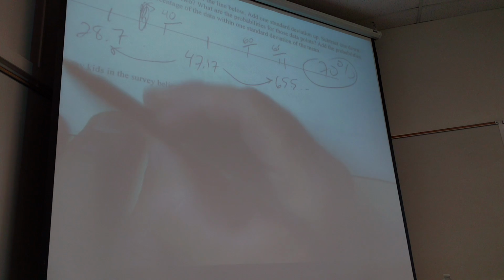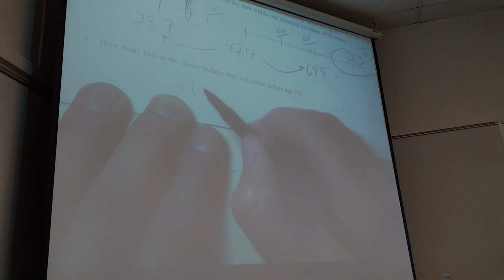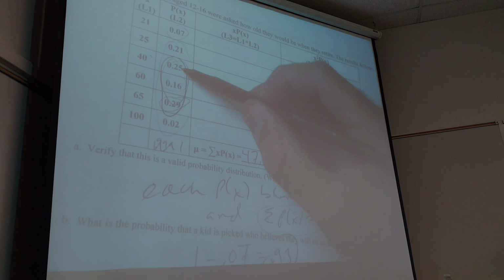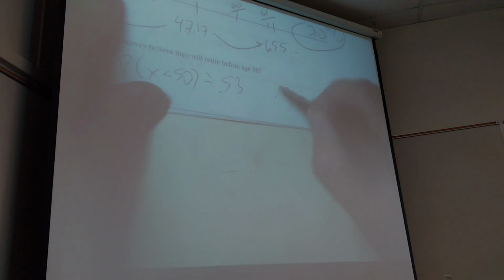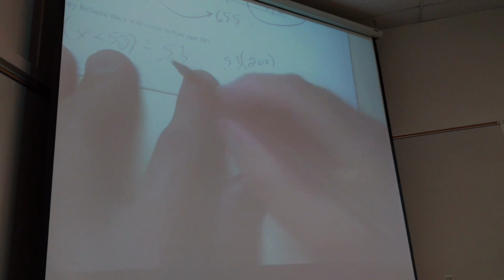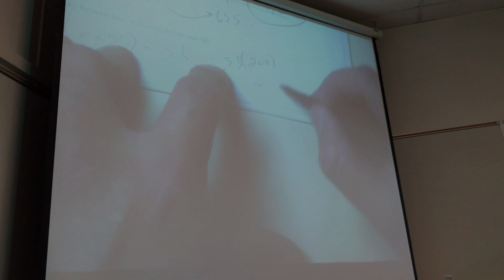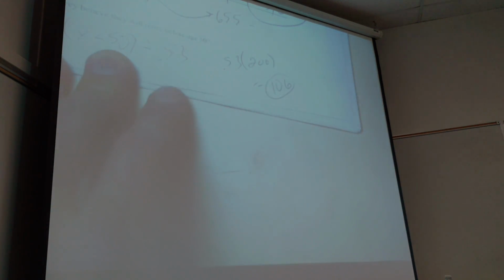Now this one, everybody get to part E. What percentage think they'll retire before 50? What percentage think they'll do that? Yeah, what is this, 53%, I like it. And how many total kids did I talk to? 200 kids. They're all like, who are you, mister? 0.53. I didn't actually talk to 200 kids, thank God. That's 200. Do you guys see what I'm doing? Yes. 53% believe so. So 53% of 200 is 106 kids thought they'd retire before age 50.